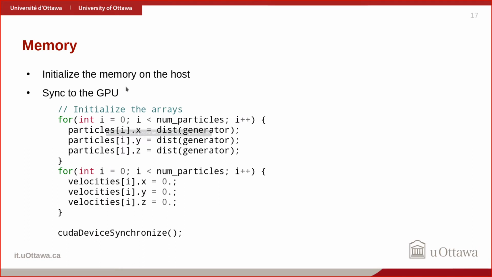So then we initialize that on the host and we sync it to the GPU. So we give all the particles random positions with this random number generator, and we set the particle velocities to 0 for all the particles. So all the particles start at nothing. I start the simulation and they start attracting and repelling each other.